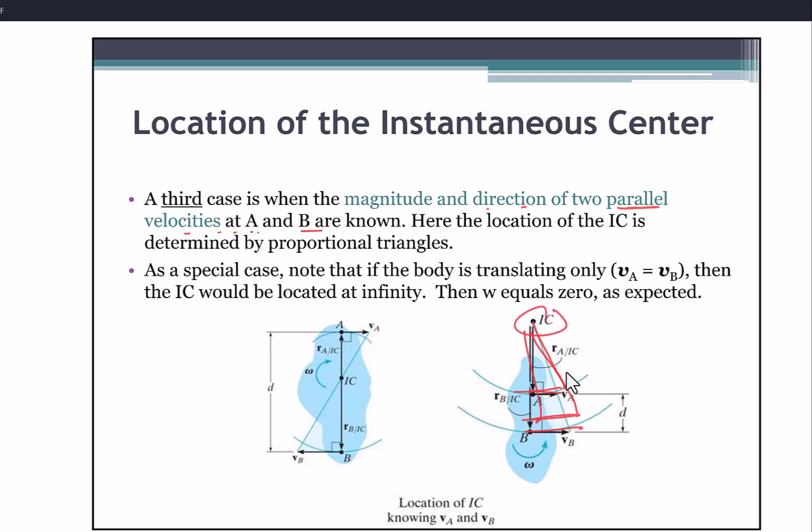Of course, if these do not make a triangle, if they make a rectangle, I know in this case the IC is at infinity and this is just rigid body motion without rotation. We'll come to that in a second. This is the special case. Note that if the body is translating only, meaning VA is equal to VB, all of them moving at the same speed, then we would have this instantaneous center of zero velocity located at infinity and the omega, sorry, W, the omega is zero, no rotation.